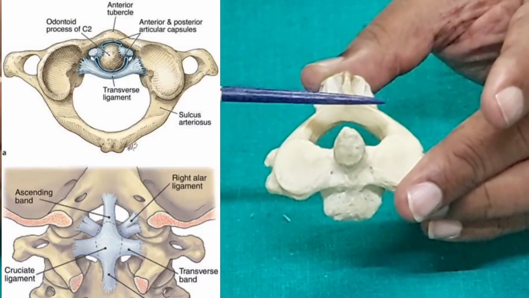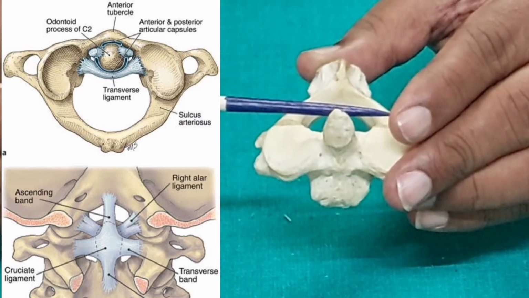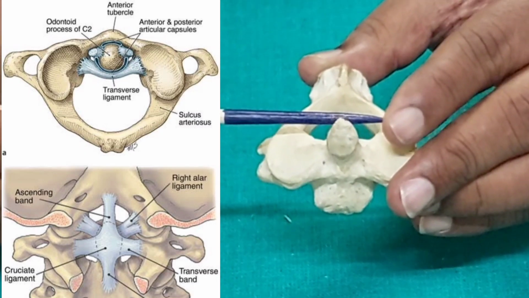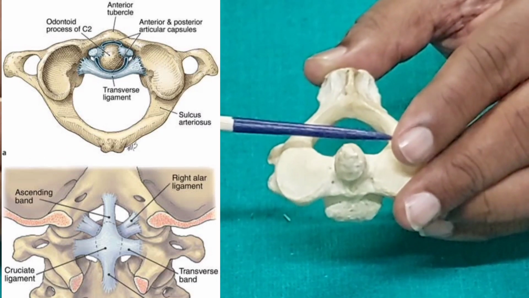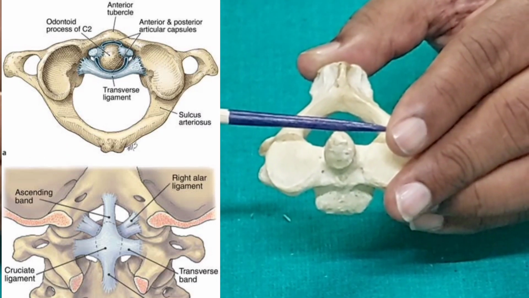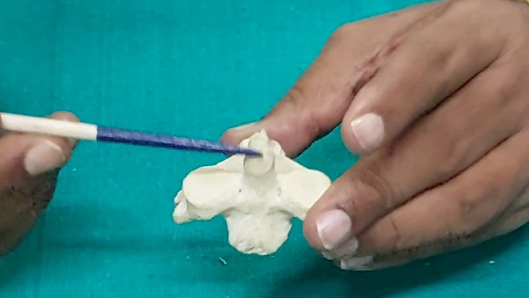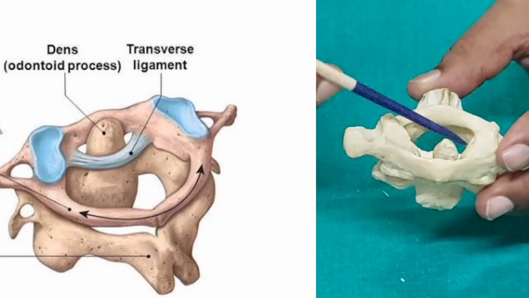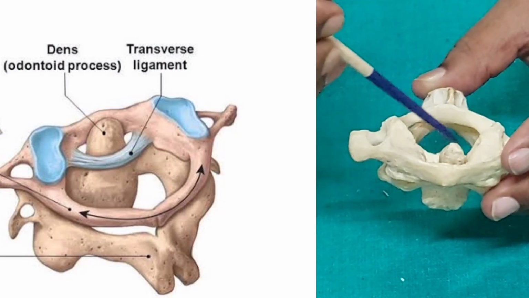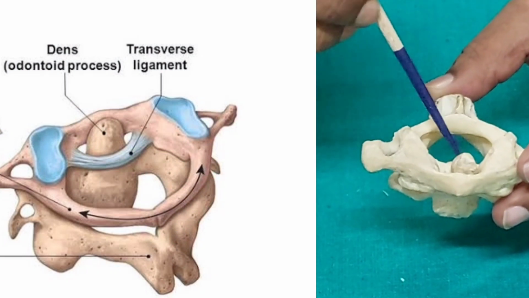The most important ligament is the transverse ligament of the atlas. So between the transverse ligament of the atlas and the posterior surface of the body of the dens, there is a bursa in between these two. Which one is the pivot? The pivot is this dens, and the ring is formed by the transverse ligament and the anterior arch. This forms the ring, and this forms the pivot.